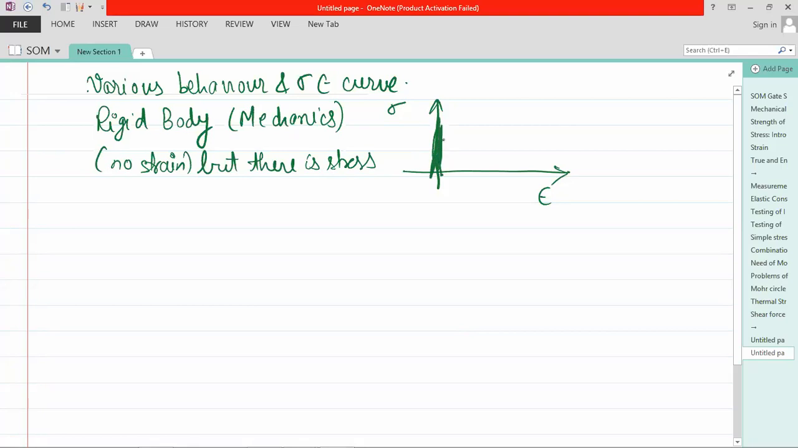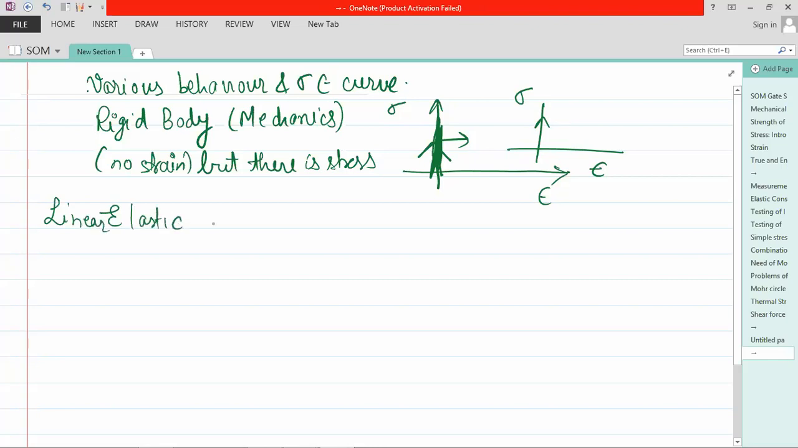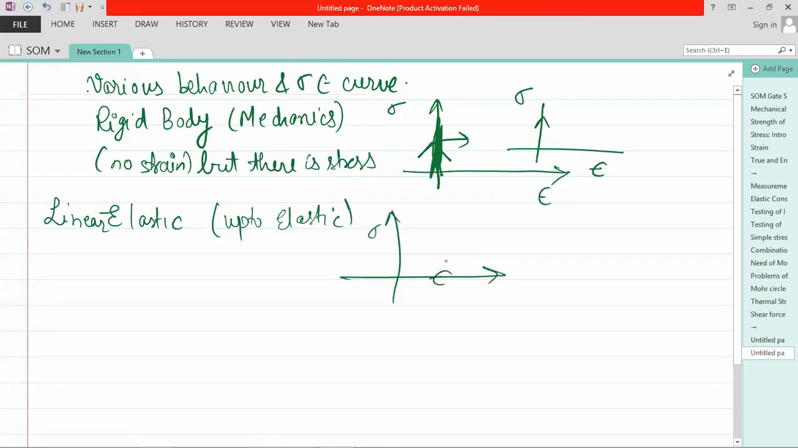This is the direction. You cannot get it. Look, this is the direction, sigma. Now, what is the elastic body? Linear elastic body. A linear elastic body is simple: up to the proportional limit, up to the elastic limit, it is a straight line, and you can obtain the modulus of elasticity.